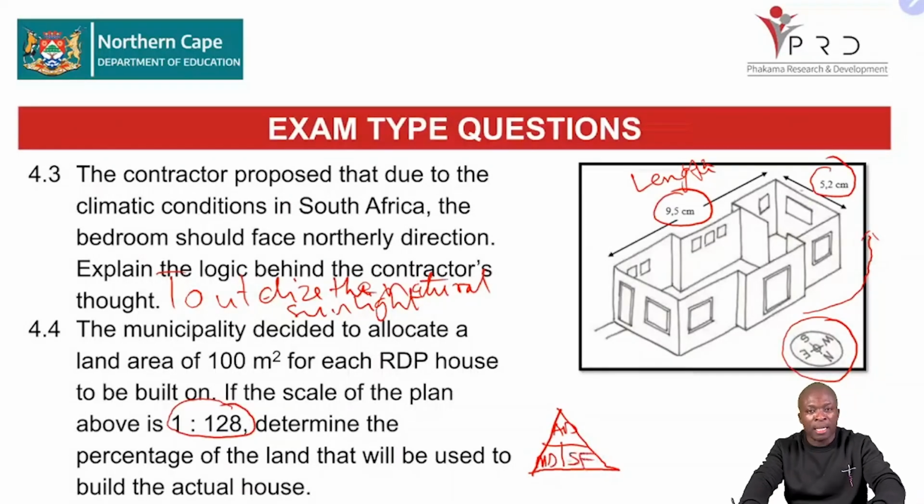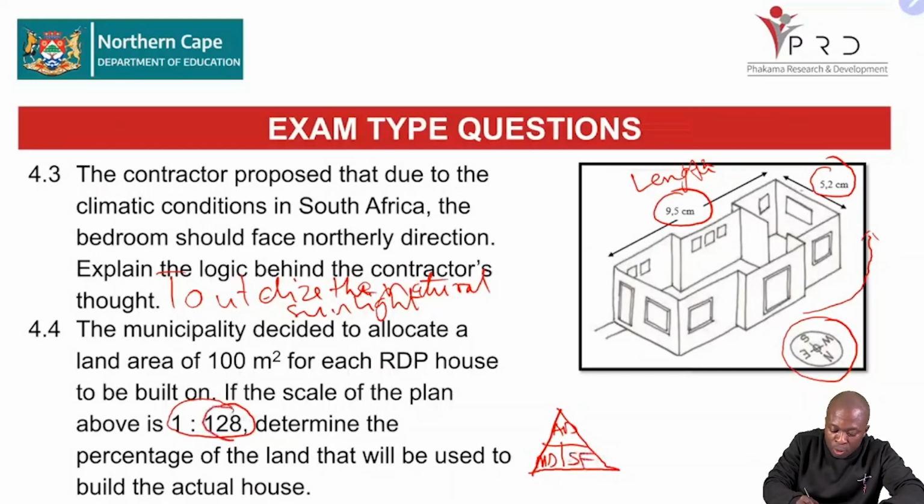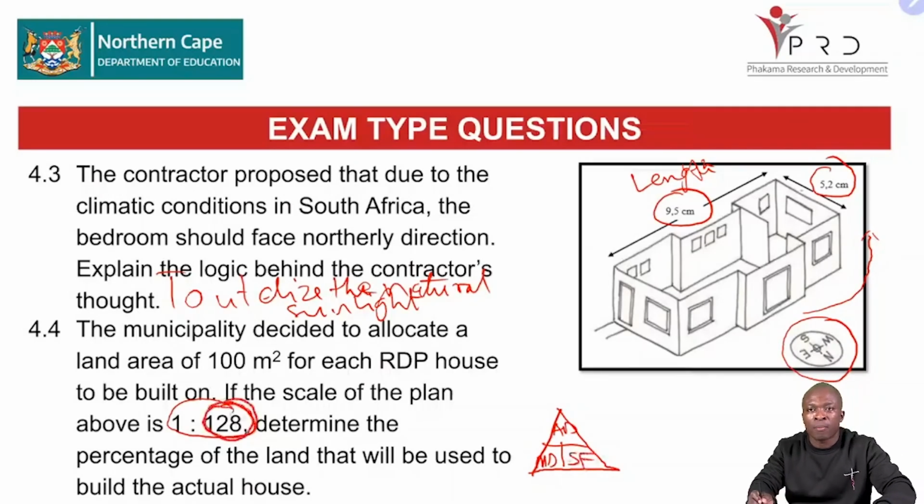What have we been given here? We have been given 128. What is the name of the 128? It is our SF, our scale factor. And then MD are the values on the diagram. The first MD is 9.5 centimeters. The next MD is 5.2 centimeters. So let's use our scale to work out the actual length and the actual width so that we can see how much of the 100 meters squared will be used to build the building.